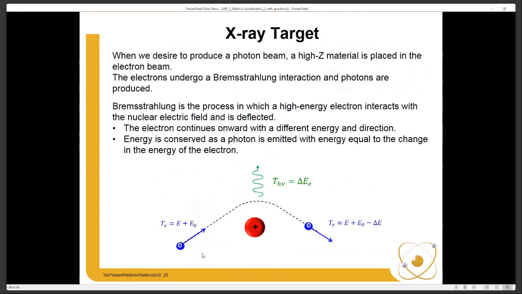When that happens, an incident electron is influenced by the net positive charge of the nucleus. This causes it to bend. The bending is a change in acceleration. That indicates a change in energy. Energy must be conserved. Energy is conserved by the emission of a photon whose energy corresponds to the total energy difference of the electron. And I'm explicitly showing total energy here with the rest energies included.